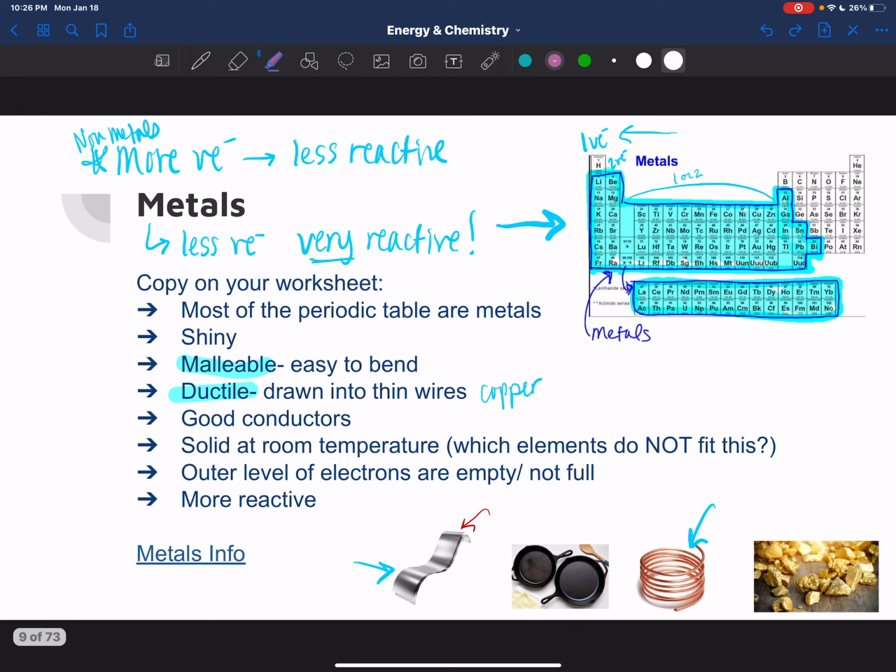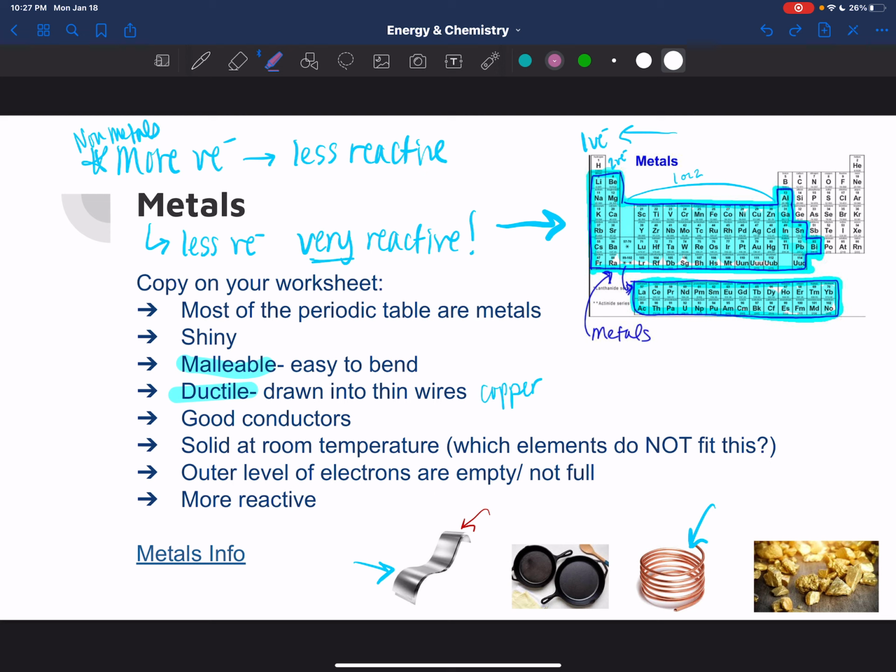All right, let's get started. So most of the periodic table is made up of metals. So you can see that they're all on the left side of the periodic table. Some properties of metals are they're very shiny. They're malleable, meaning that they're easy to bend or flatten, like aluminum foil. They're very ductile, meaning they are drawn into thin wires, like your copper wiring. They are very good conductors of heat and electricity, and most of them are solid at room temperature. There's 2 that are not.